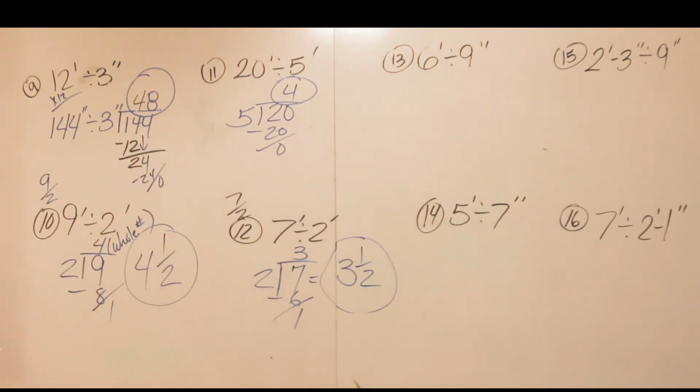Number 13. We got 6 feet divided by 9 inches. What do we need to do? 6 feet divided by 9 inches. No. Well, yeah, because inches. So what do we do?